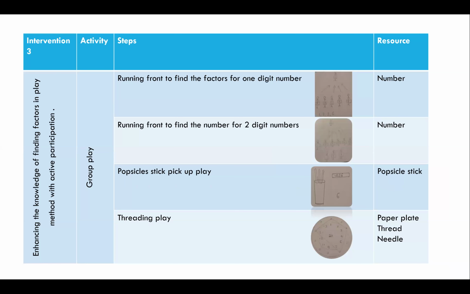And the group play is running front to find the factors for a 1-digit number. One will be standing in front with a 1-digit number. The factors for that will be running to the front.